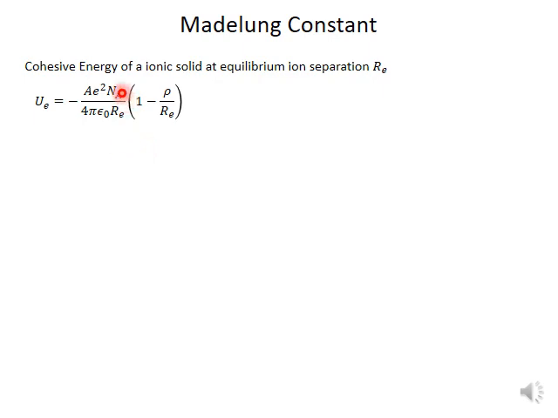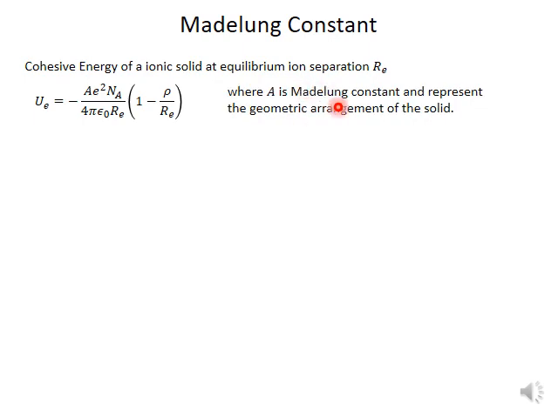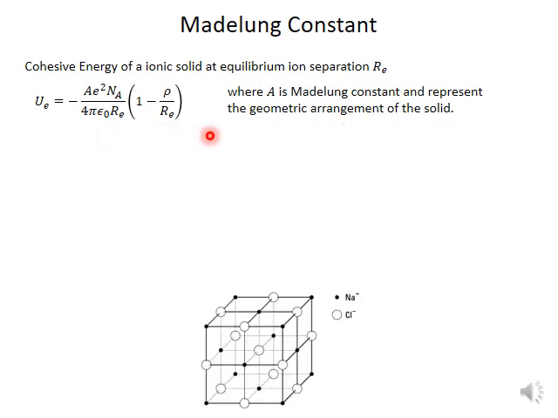which we used in one of the assignment problems, where Na is the Avogadro number, Re is the equilibrium separation, rho was another distance which you can extract from the bulk modulus, and A was something which we call a Madelung constant, which depends on the geometric arrangement of ions within the solid or within the crystal. So this Madelung constant is a purely geometrical factor, and we can calculate it for a sodium chloride crystal shown here. So you have sodium ions denoted by small dots, and chlorine ions with larger circles as described here.